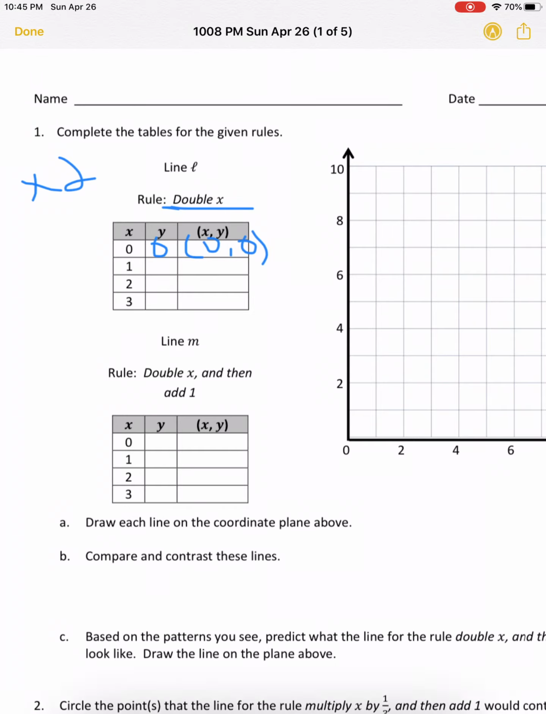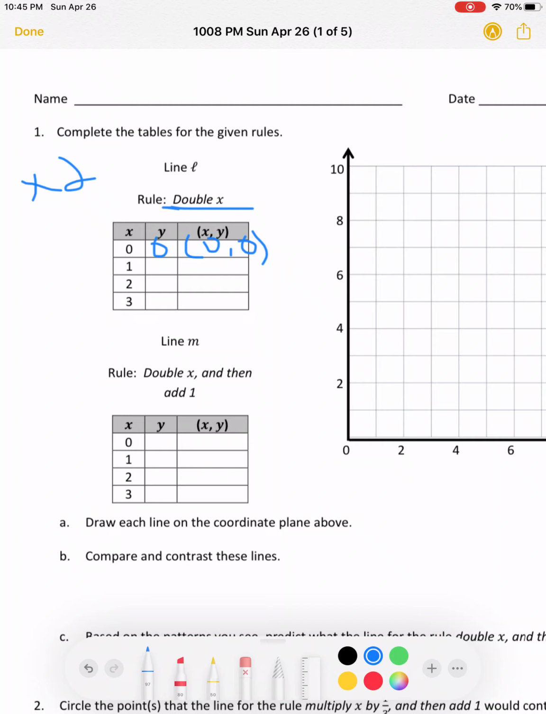Okay, let's get back to it. Let's look at the next x coordinate. So when x is 1, what would be the relationship with y? Don't forget to follow the rule. 1 times 2, or double the x, double the 1, equals what? 2. Good. 1 plus 1 is 2. 1 times 2 is 2. And don't forget to write your coordinate pair.